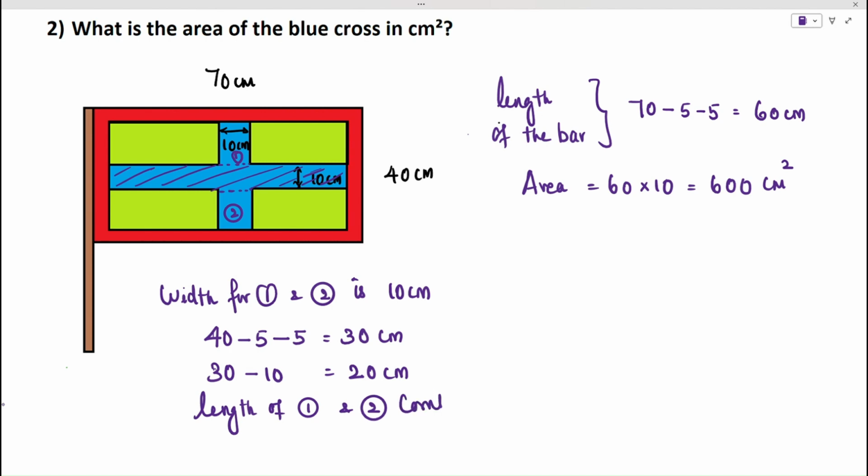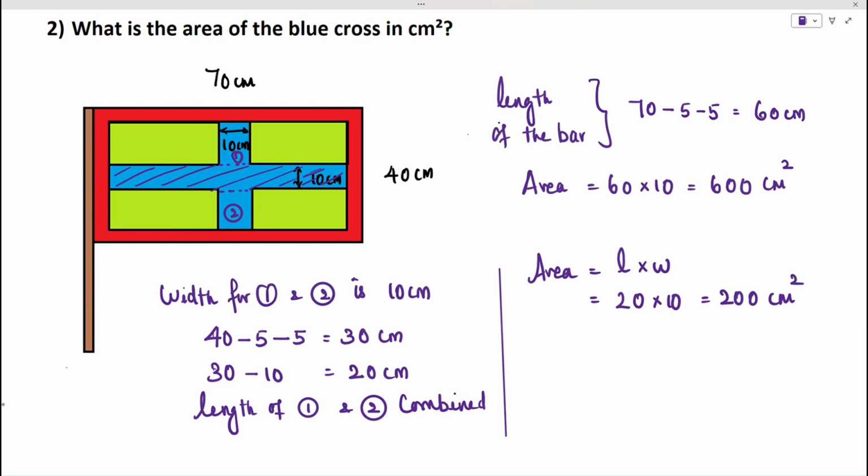What we can now do is multiply our width by our length, which is 20 multiplied by 10. This gives us 200 centimeters squared. Now we can add our 2 values together. This is 600 plus 200, and this gives us an area of 800 centimeters squared.